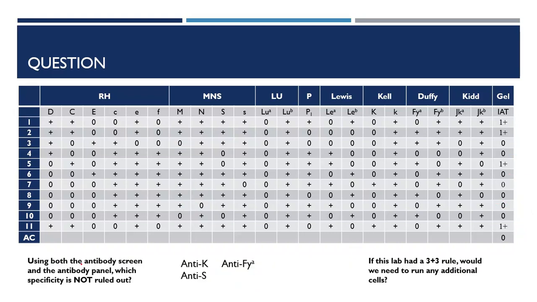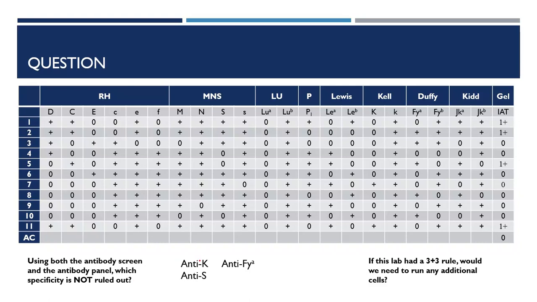Another question, using both the antibody screen and the antibody panel, which specificity is not ruled out? Now this is one thing that people often forget. You can use the cells from the screen along with the panel to help you rule out specificities that may not have been ruled out on either the screen or the panel. Remember, the panel is just an extension of your antibody screen. There's just more cells present on the panel.